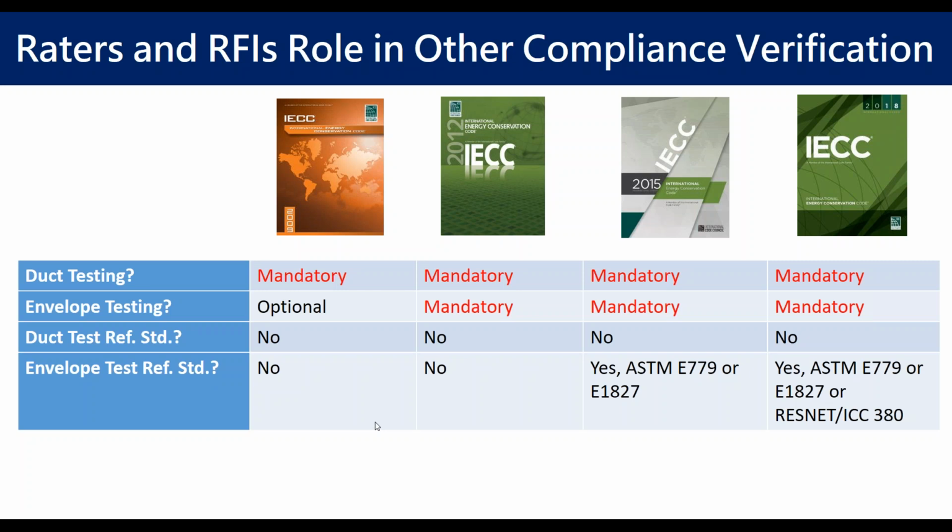For the envelope leakage test, there were two ASTM standards that were referenced. And then in the 2018 code, again, duct and envelope testing is mandatory. There's still not a duct testing reference standard, although one does exist that RESNET developed. Standard 380 is also referenced on top of the ASTM standards for the envelope leakage testing standard. It's important to note that Standard 380 does also address duct leakage testing, but it did not get into the 2018 code for that purpose.